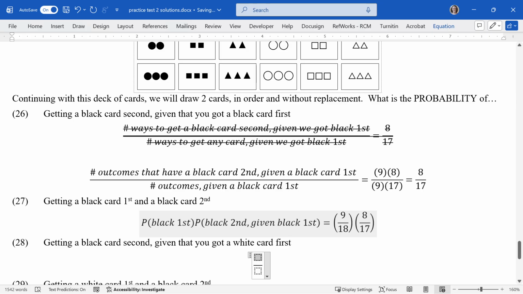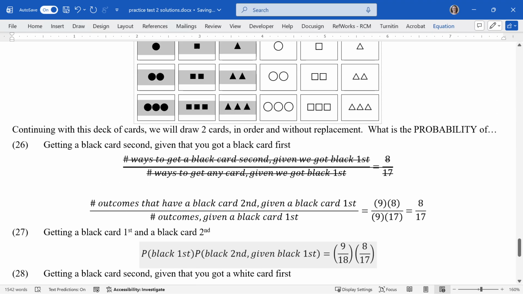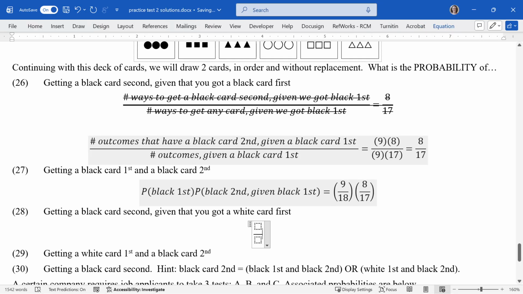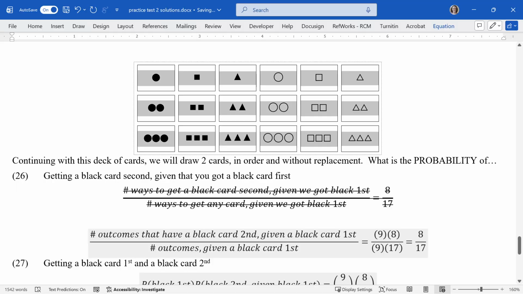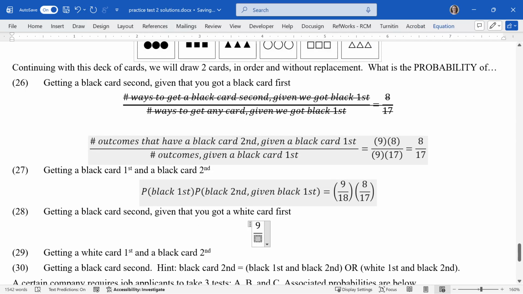So if you've taken 1 white card out of the deck, you have 9 black cards left to pick from. And how many total cards do you have left to pick from? You would have 17 left if you've taken 1 white card. So this will be 9 out of 17.